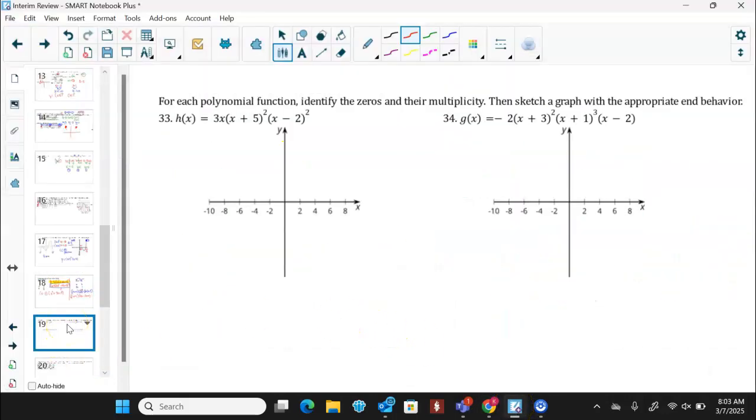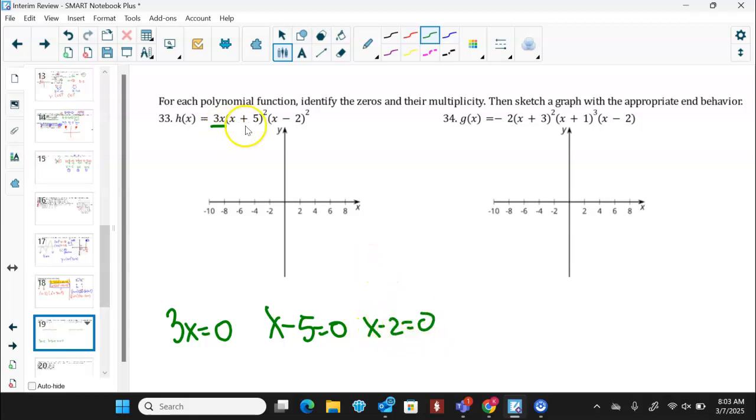All right, moving forward, here it says for each polynomial function, identify the zeros, their multiplicities, and then sketch a graph with appropriate end behavior, okay? So here in number 33, we have a 3x. We're going to take it and equal it to 0, okay? We are going to have x plus 5 and equal it to 0. And we're going to have an x minus 2 and equal it to 0. So all of the components of that function.